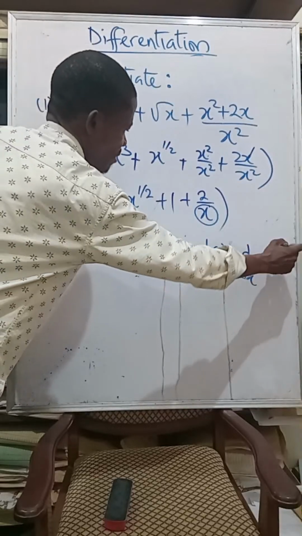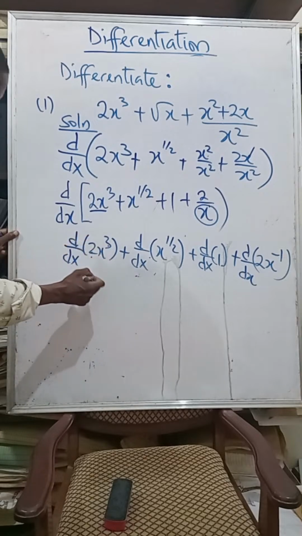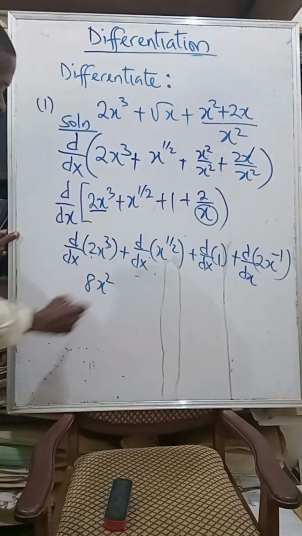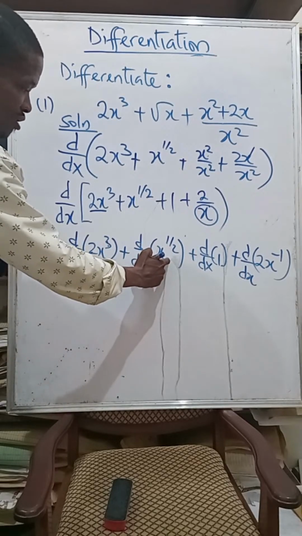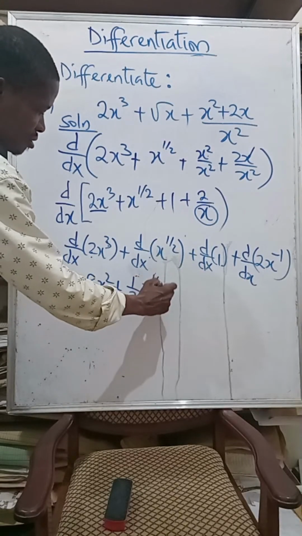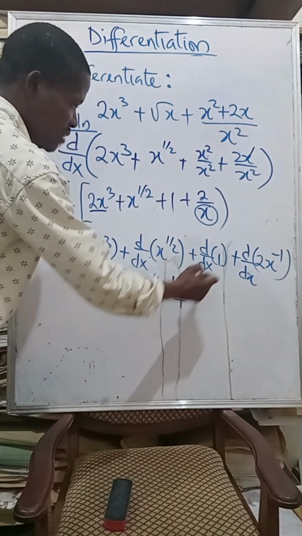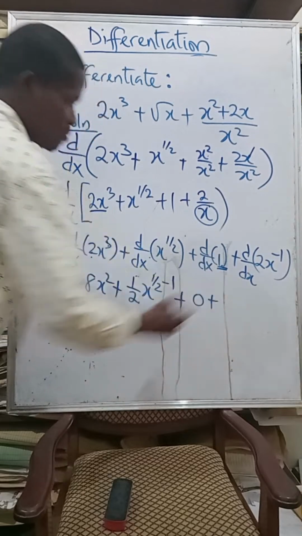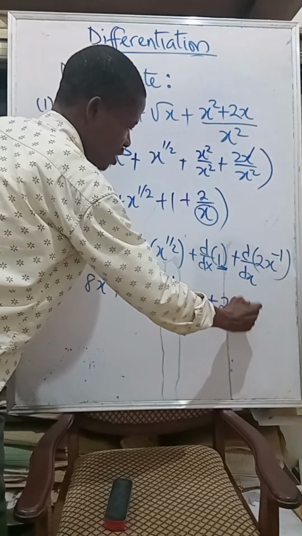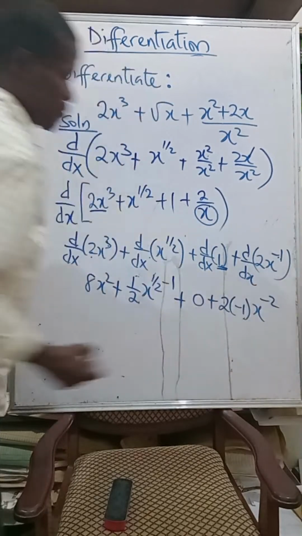That will be 2x to the power minus 1. So this will give you, the 3 will come to the front, that will be 6x squared. Plus this one, the same thing also, the power will go to the front, the expression minus 1. And then plus, derivative of a constant is 0. Then the same thing you do here, that will be 2 times minus 1, and then x, the power here minus 1, that's minus 2.